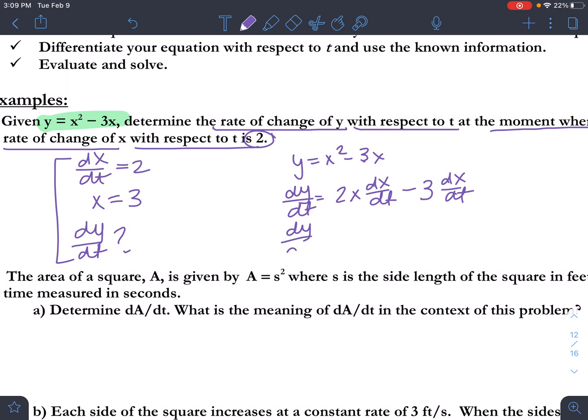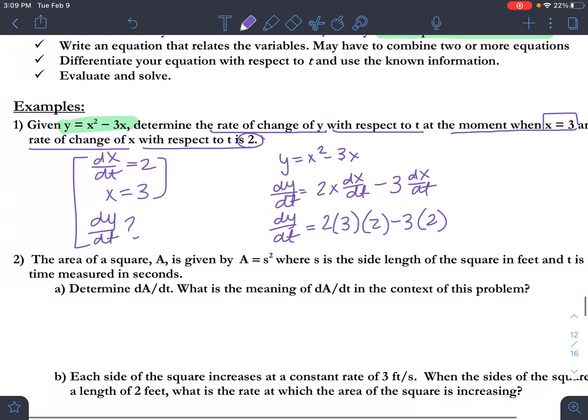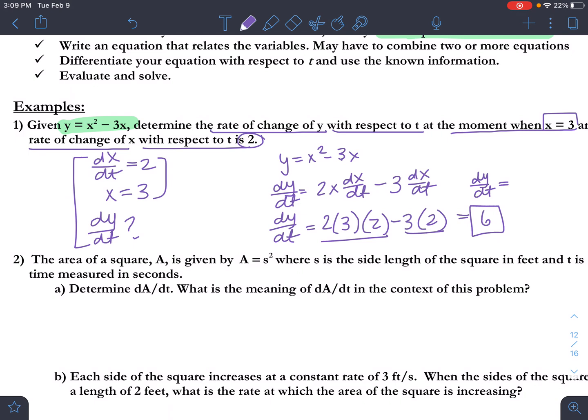So now we can actually solve, since we don't know what dy/dt is. We know x is 3. We know dx/dt is 2, right here. Minus 3 times 2. That gives me 12 minus 6, which is 6. So final answer: dy/dt is 6. Occasionally, and actually I'd say usually, we're going to have units. In this case, it doesn't.